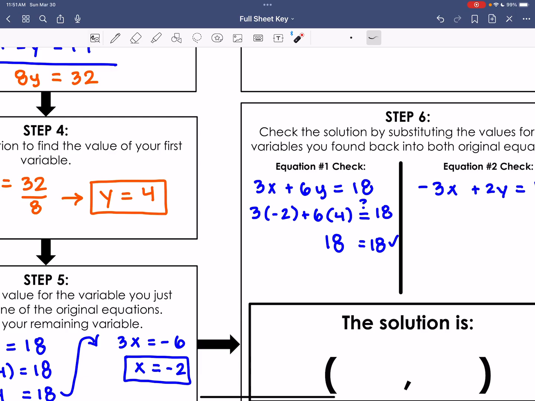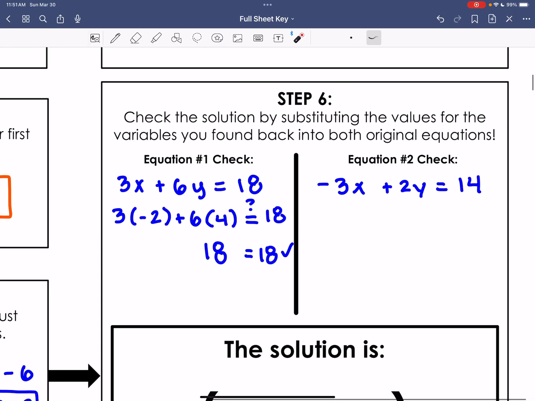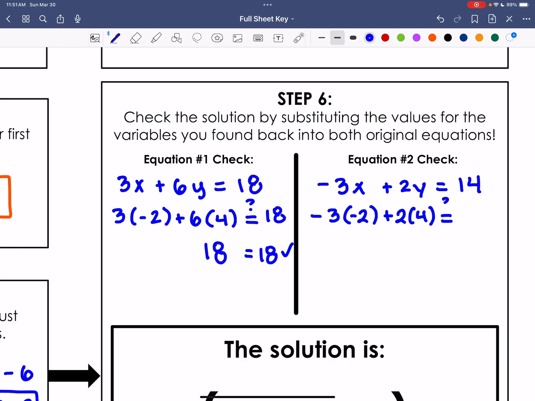Checking the second equation, because sometimes the first one works, but we made an oopsies and then it doesn't work out for the second one. We are going to do the same process of substituting in -2 for x, and then substituting 4 for y, and then we are just fact checking, does it really equal 14 like it's supposed to? So if we were to do this ourselves, negative times a negative would make a +6, plus 8 more, 6 plus 8 is 14. So I'd say that's a true statement, that checks out, right?